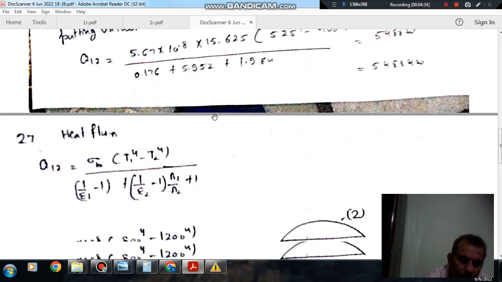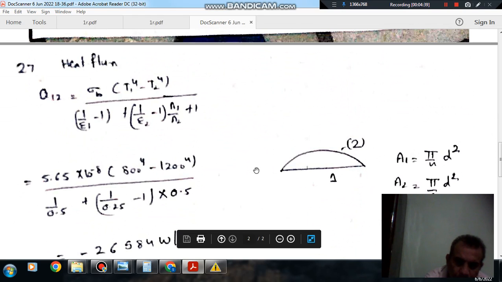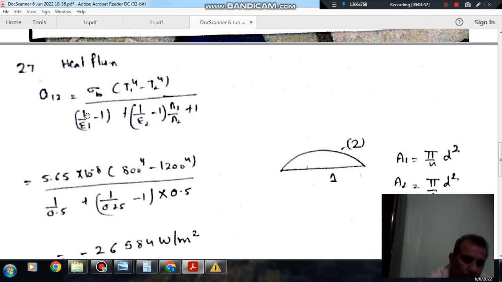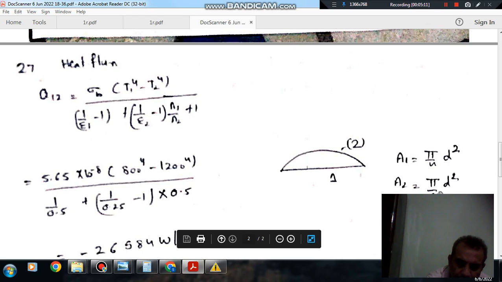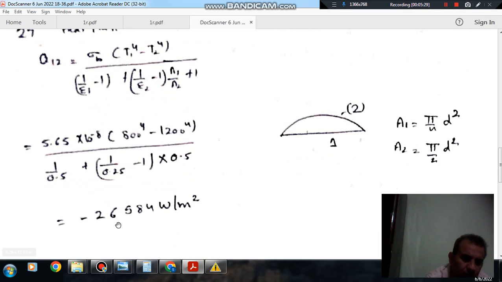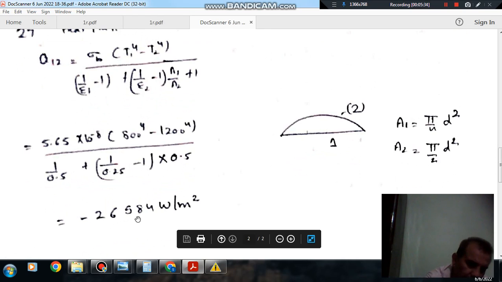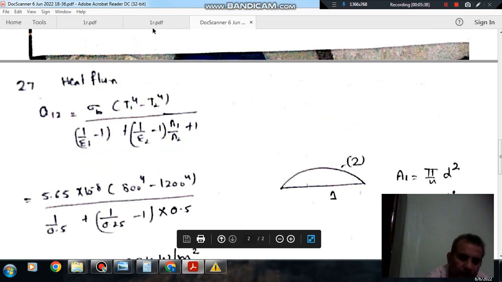So here this is your floor and this is your hemispherical roof, and we have to find the heat transfer per unit area of floor. So F12 is sigma b (T1^4 minus T2^4), taking A1 as 1, so with the above expression we can find the heat flux. Taking the floor as 1, this is A1, and the roof as 2, this is A2. As this is hemispherical, the floor should be a circle. So A1 is pi by 4 d square and A2 is pi by 2 d square, the area of the hemisphere. Now the ratio is 0.5, and putting the values of sigma b, T1 as 800 and T2 as 1200, we get heat flux as minus 2984 watt per meter square. So the answer to question number 27 is A.